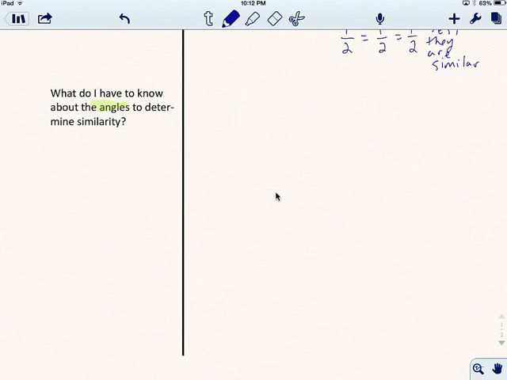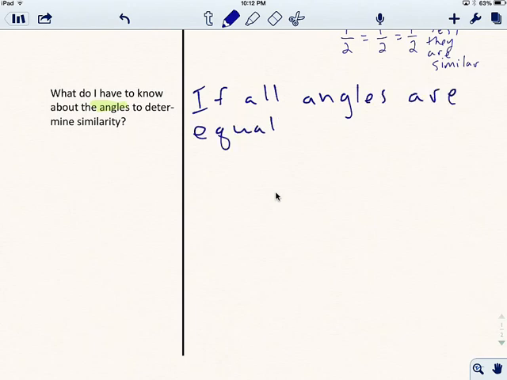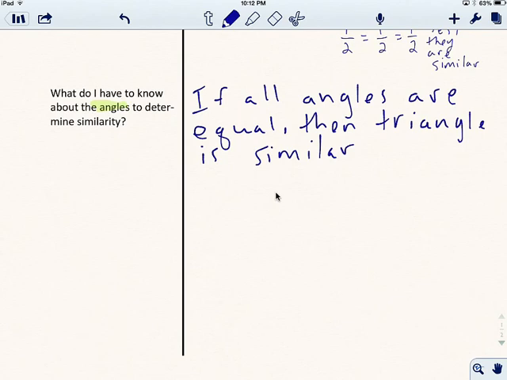So we can think the other way, and we can say if all the angles are equal, or congruent, I should probably say. If all angles are equal or congruent, then the triangle is similar. All right, nice. And again, if you need time to write that, you can ask the sub to pause.